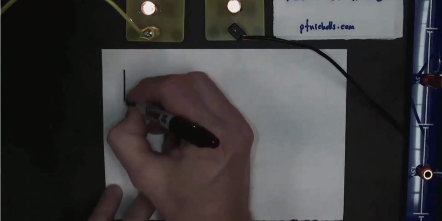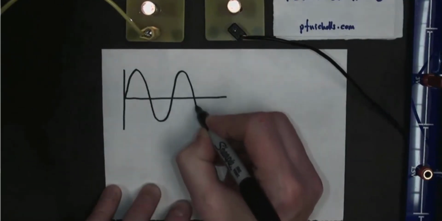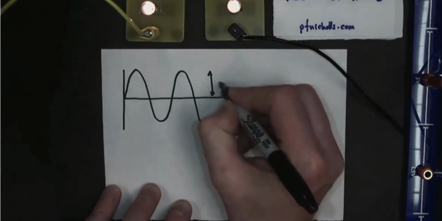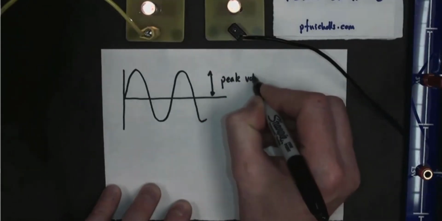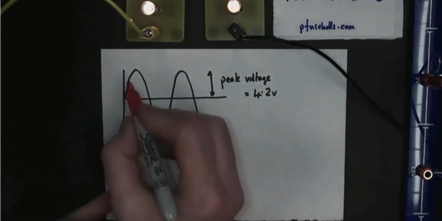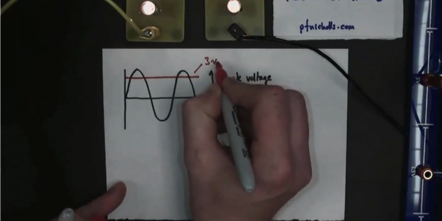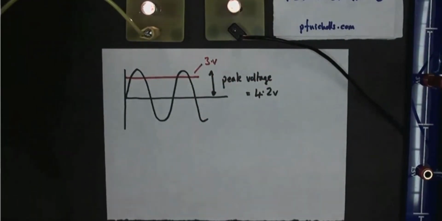And then let's see if we can add any of our theory into place. So we should know that the AC value is represented by the peak voltage, which in this case is 4.2 volts, and we have an equivalent DC voltage, which in this case is 3 volts, and those create an equivalent lighting effect.